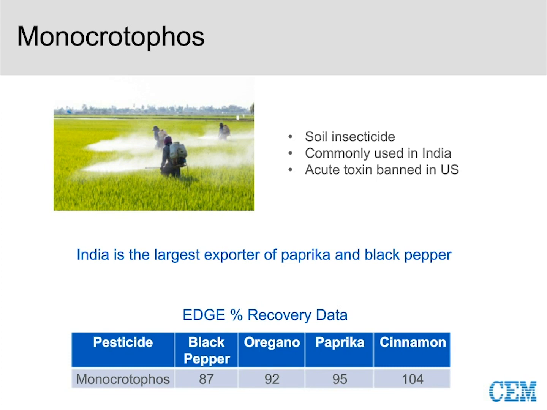And so here are the 4 spices that we looked at and the EDGE recovery data for those 4 spices for this particular insecticide. And you can see that we get good recovery across the board. But this is just one little insecticide. We want to look at a larger subset of data.